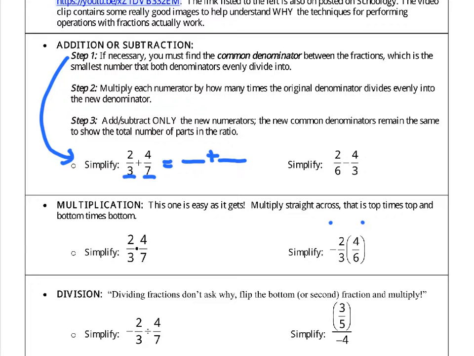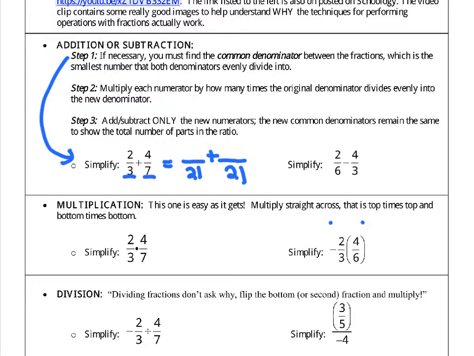But to save time, let's just say we know it off the top of our head. The smallest number that both 3 and 7 divide evenly into is 21. Now that the common denominator has been found, we must also change the numerators. Any time that you change the denominators, the numerators must be changed as well, and by the same factors.